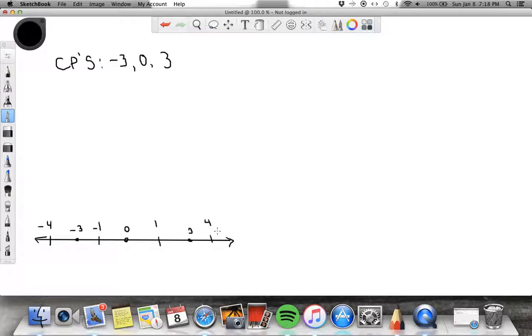I'm going to take these 4 values and plug them back into our derivative, which was y prime equals 36x over 9 minus x squared.